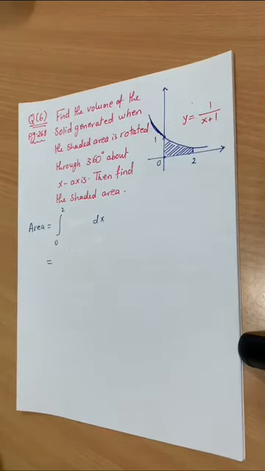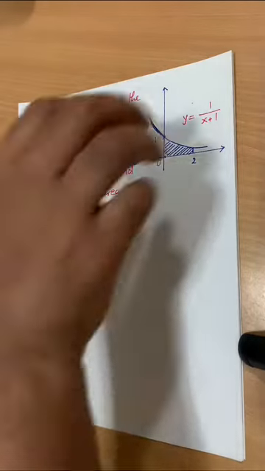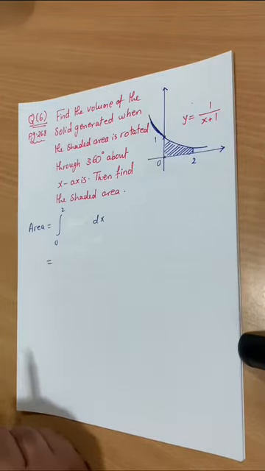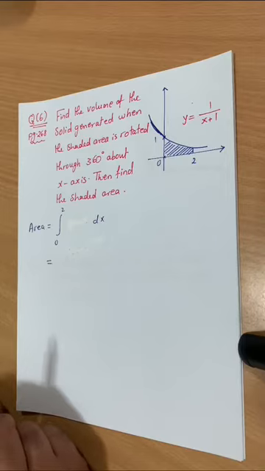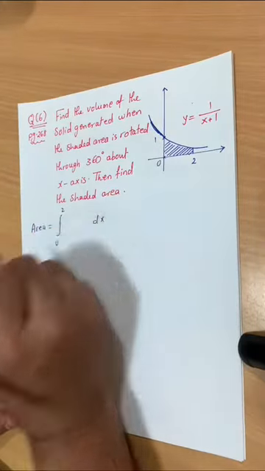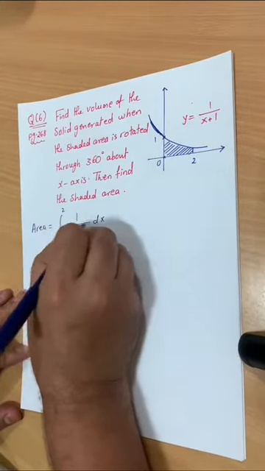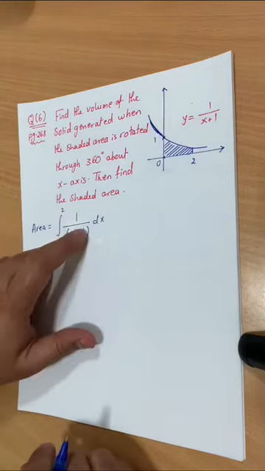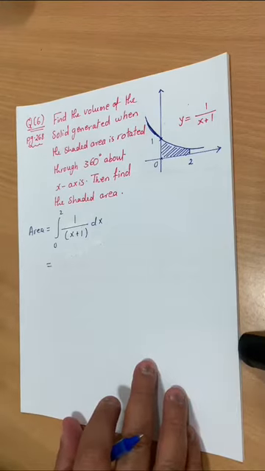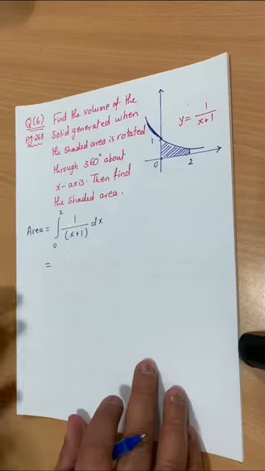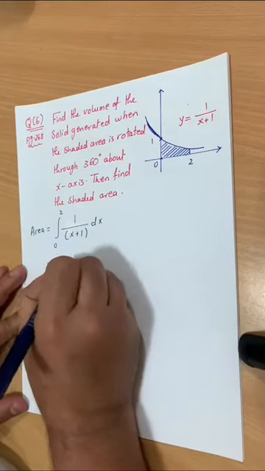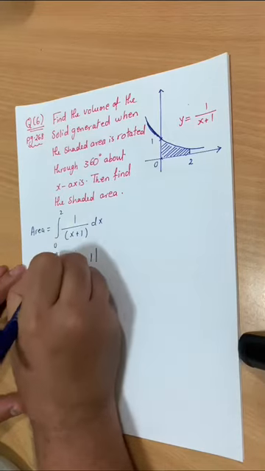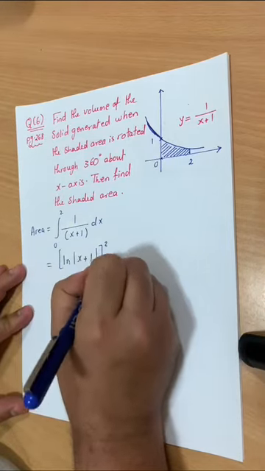Question number 6 on the same exercise. Find the volume of the solid generated when the shaded area is rotated through 360 degrees about the x-axis, then find the shaded area. So as you see, the limits are from 0 to 2 of 1 over x plus 1, power of 1. We're going to find the area first. I told you the denominator has power 1, so you couldn't move the denominator and change the sign of the power. So directly it's ln modulus of x plus 1, from 0 to 2.